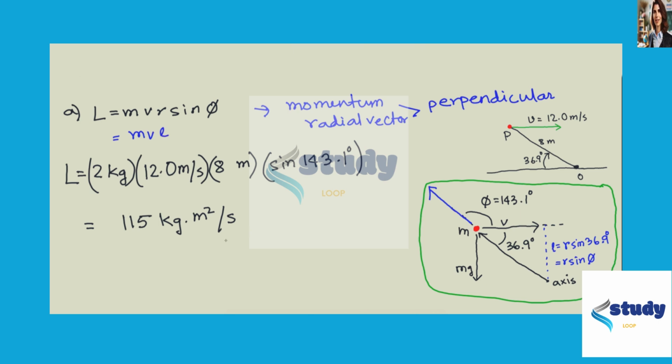Now what about the direction? For direction, we always start with the radial vector, and we'll use the right hand rule for that. We'll start with the radial vector r, and then we curl our fingers towards v. If we do so, we see that our thumb will be pointing into the page. So that's the direction of our angular momentum. Angular momentum will have a direction into the page.